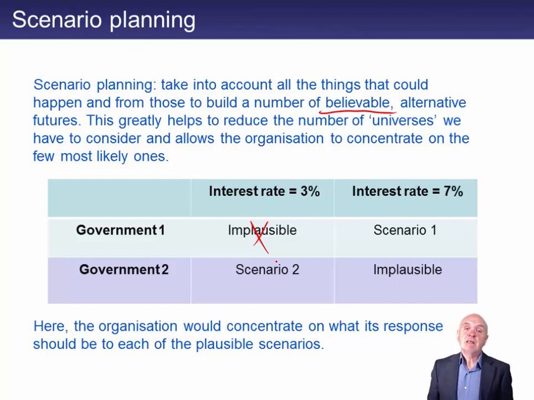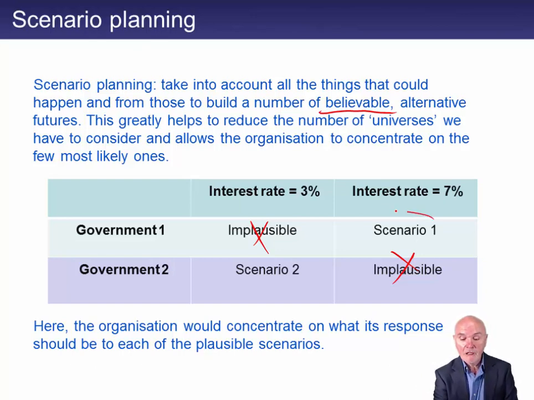If Government 2 gets in, it's more the government for austerity, if you like. It doesn't want to spend lots of money, doesn't want to borrow a lot. It will keep interest rates down. The chance of interest rates going down if Government 1 gets in, is very small. So really what we have are two believable scenarios that we can plan for.